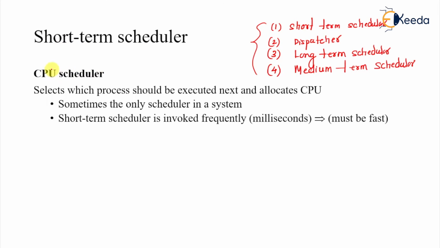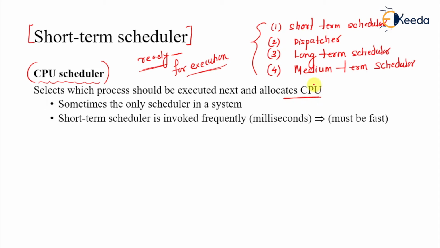The short-term scheduler is also called the CPU scheduler. What is the responsibility of this CPU scheduler? It selects the process from the ready queue for execution. Selecting the process from the ready queue for execution is the responsibility of your short-term scheduler. It selects which process should be executed next and allocates the CPU.